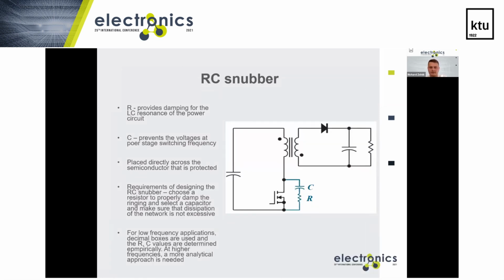In the first case, it is necessary to design an RC snubber, which ensures the reduction of oscillation across the transistor caused by leakage inductance and parasitic capacitance. The requirements of the design of the RC snubber are simple. Choose a resistor to properly damp the ring, select a capacitor, and make sure the dissipation of the network is not excessive. For low frequency applications, decade boxes can be used and values are determined empirically, but at higher frequencies, a more analytical approach is needed.